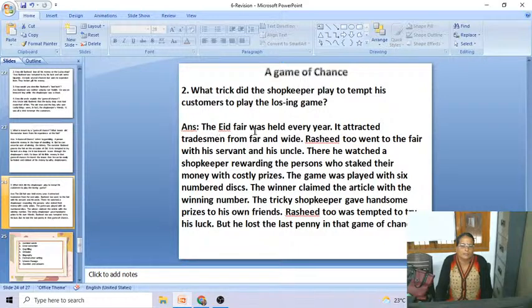What was it? The Eid fair was held every year. It attracted tradesmen from far and wide. Rashid too went to the fair with his servant and his uncle. There he watched a shopkeeper rewarding the persons who staked their monies with costly prizes. The game was played with a mixed number of numbered discs. The winner claimed the article with the winning number. The tricky shopkeeper gave handsome prizes to his own friends.